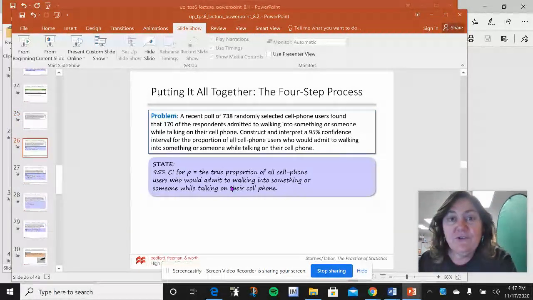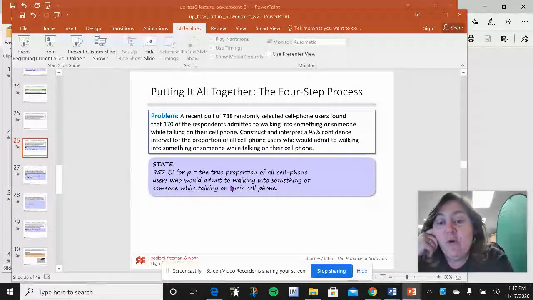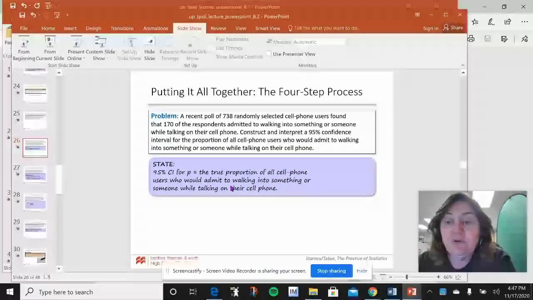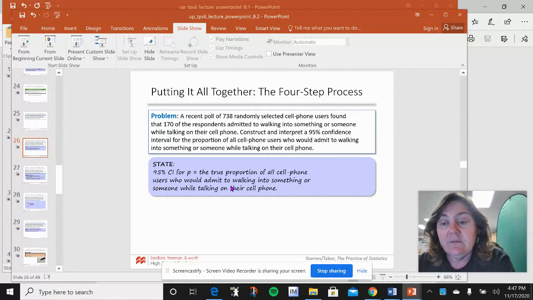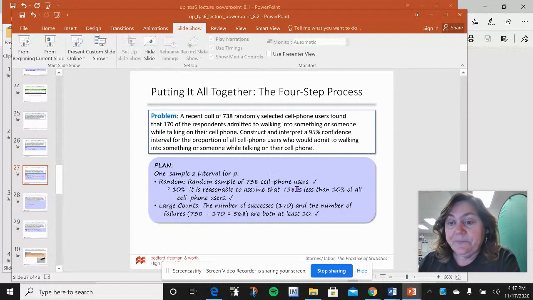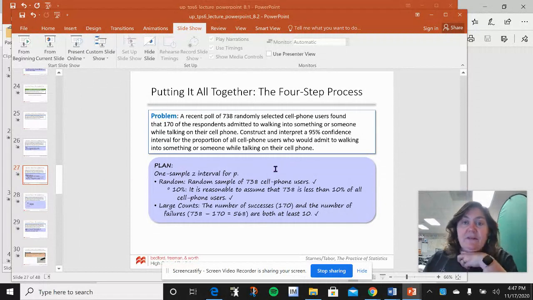So here's your state. You're doing a 95% CI. I like to always say I'm constructing a 95% CI for p. We're identifying the parameter, which is the true proportion of all cell phone users who admit walking into something, putting it in context, exactly like it's there. State what you're doing and what your parameter is. Now your plan, here's your procedure, a 1 sample Z interval for p. This is all we're doing right now.